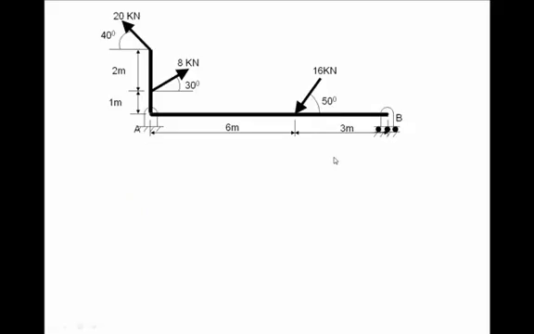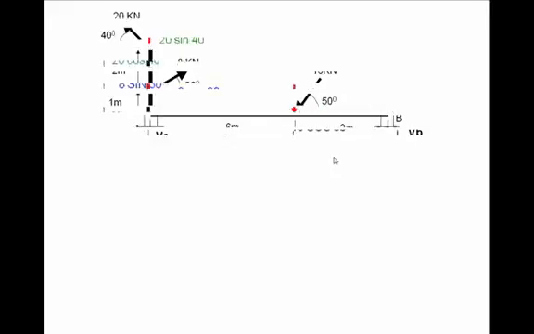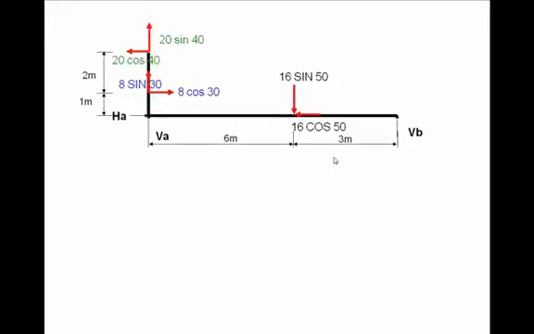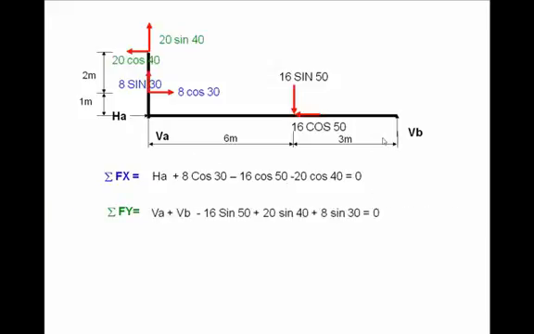This problem is again similar. Remove the supports and replace them by appropriate reactions, and inclined loads are converted into horizontal and vertical components. Then all we have done is write sigma Fx, all the forces in horizontal direction, HA, 8 cos 30, and minus 16 cos 50, and minus 20 cos 40. Sigma Fy: VA plus VB plus 20 sin, minus 16 sin 50 plus 20 sin 40 this one plus 8 sin 30 this one equal to 0.